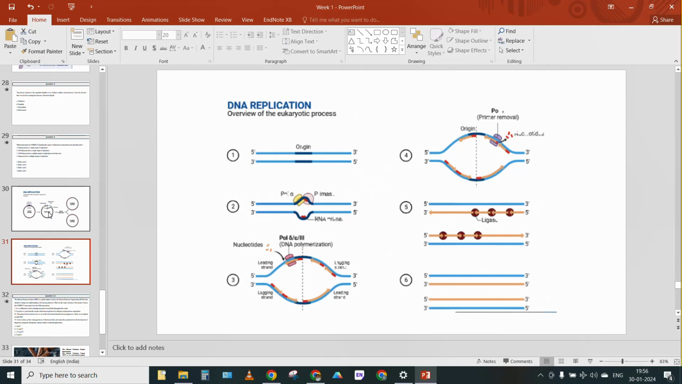Here the DNA synthesis on the leading strand is continuous, while the lagging strand is synthesized in short Okazaki fragments. The RNA primers are removed and the fragments are joined by DNA ligase. The result is two identical linear DNA molecules, each of which is packaged into a chromosome and passed on to the daughter cells during division.